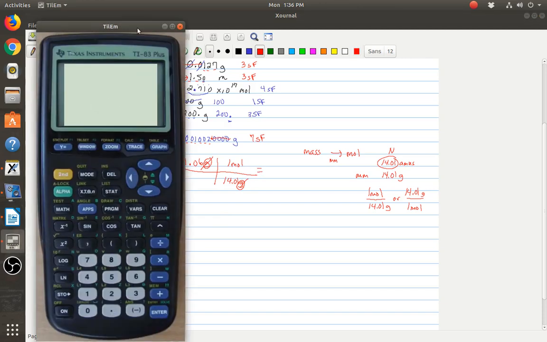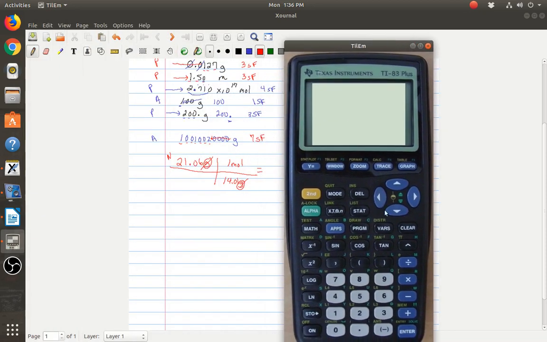Let me pull up my calculator now. I want you to pay attention to what I'm doing in the calculator. This one's easy. Turn it on first. 21.06 divided by 14.01. It's 1.5032. I'm going to write a lot.